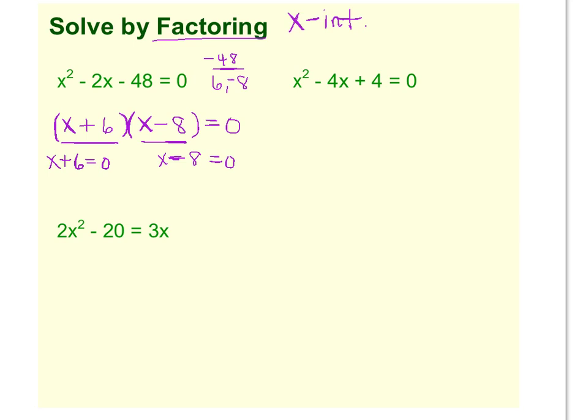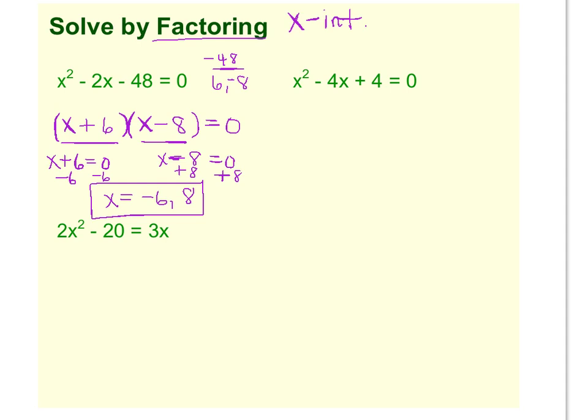And then we solve for x, so we'll subtract 6. So we have x equals a negative 6, and on this one we'll go ahead and add 8. So x equals a negative 6 and a positive 8. And remember, on a graph, that would be where your two x-intercepts are. But solving by factoring is how we just did that.